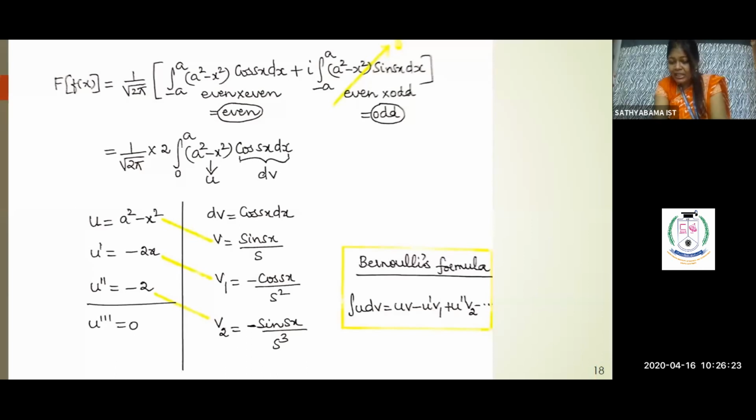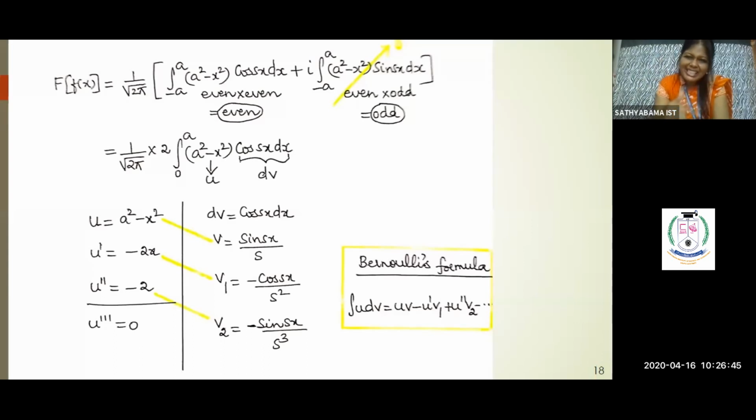So look at Bernoulli's formula. How far should I find under v? The formula says uv minus u dash v1 plus u double dash v2. U triple dash onwards is zero, so I can forget about the rest of the terms. So I'll have to stop with v2. Under v, I'll find till v2. Do you understand? The term that comes along with u double dash is v2. So I will go till v2.